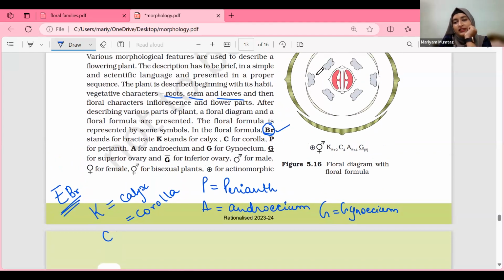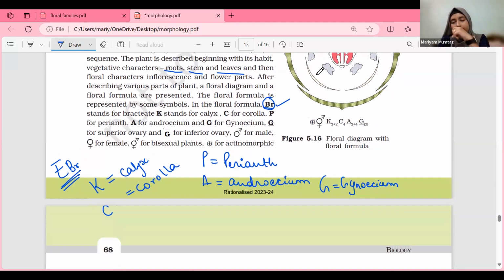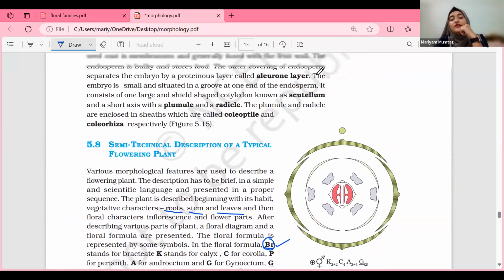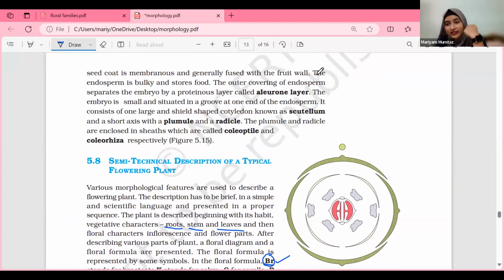Okay, now tell me one thing. Are you done writing? Now tell me, on the basis of superior and inferior, those types of ovaries, or the gynoecium, were there? Do you remember the name of those gynoecium?